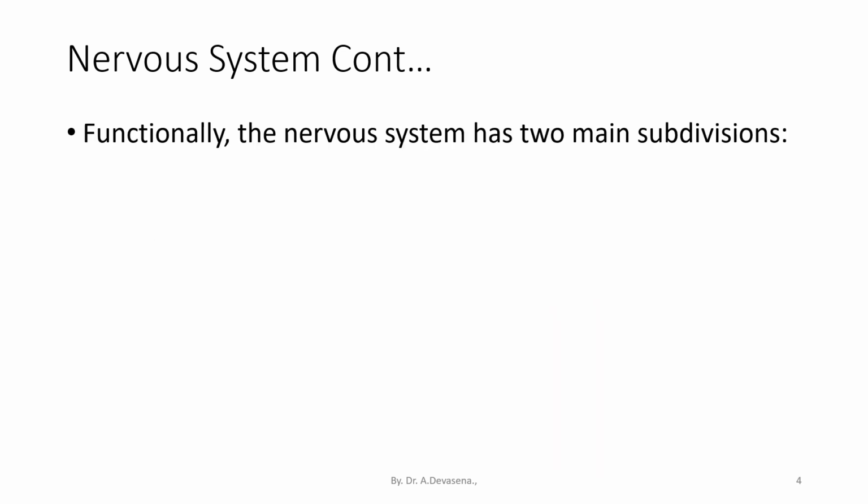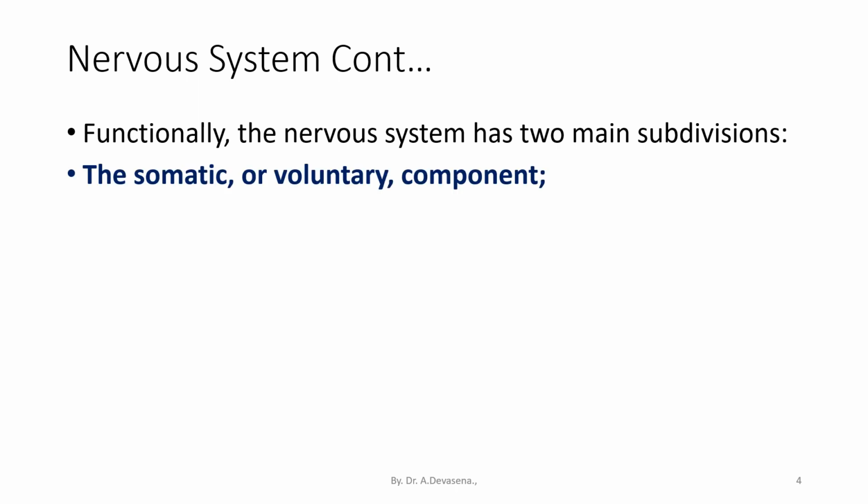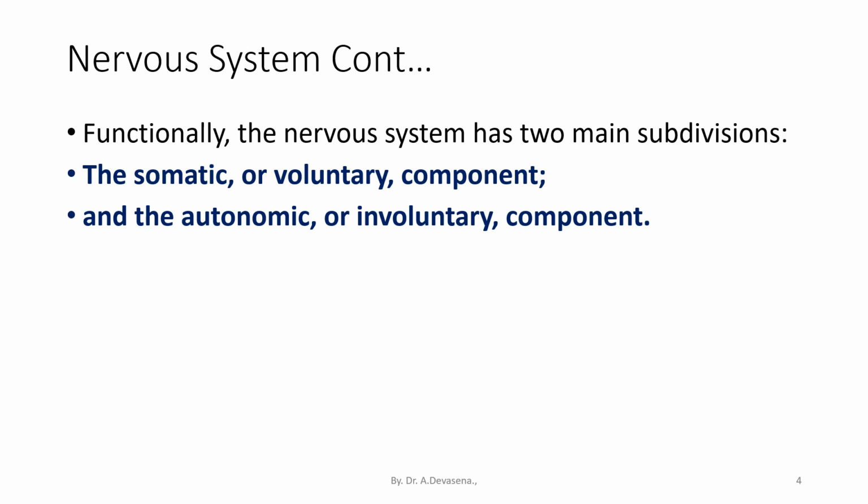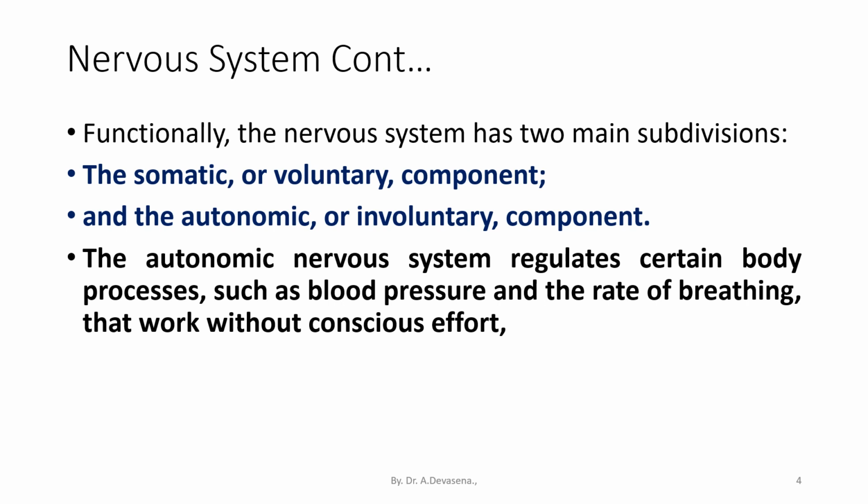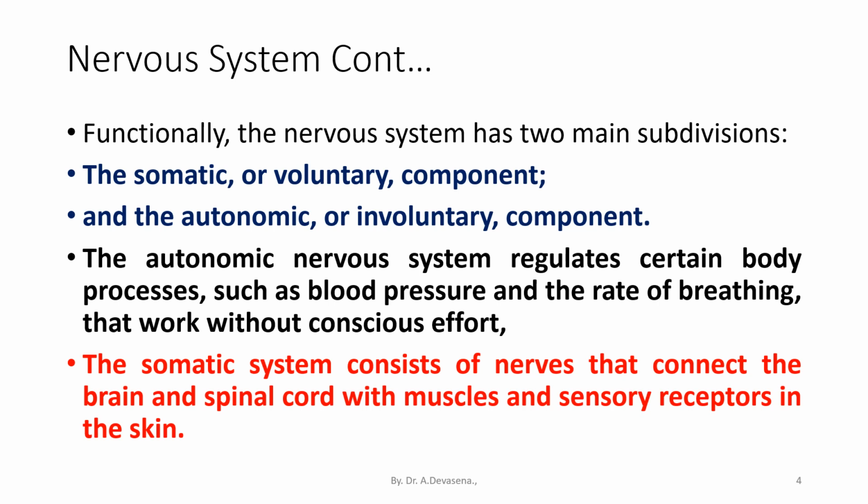Functionally, the nervous system has two main subdivisions, the somatic or voluntary component and the autonomic or involuntary component. The autonomic nervous system regulates certain body processes such as blood pressure and the rate of breathing that work without conscious effort. The somatic system consists of nerves that connect the brain and spinal cord with muscles and sensory receptors in the skin.